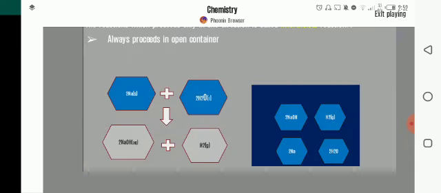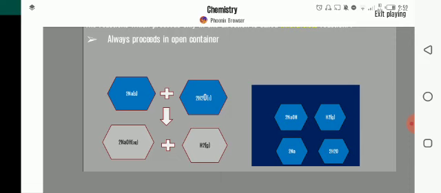What are irreversible reactions? Those reactions which proceed in a single direction. Single direction means only in the forward direction. Once the reactants react with each other, finally we get the product. And remember that irreversible reactions always proceed in an open container.